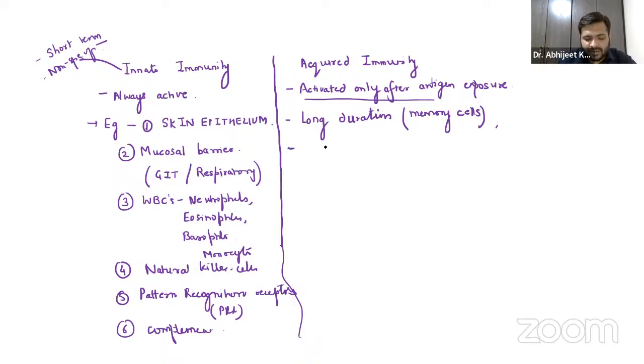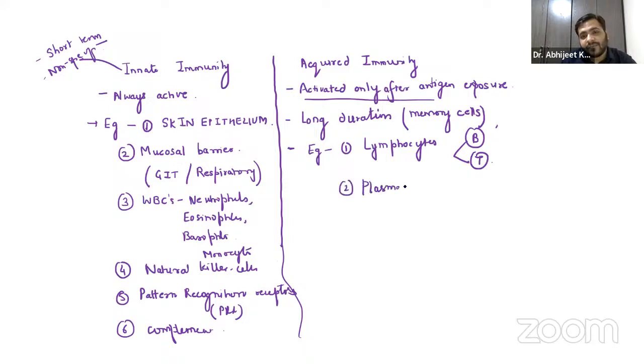So remember, guys, over here we have various examples. The one which I have already discussed with you is the lymphocytes, that is, the B lymphocytes and the T lymphocytes, right? Apart from that, we have the plasma cells in the acquired immunity part, right? And the third one that you should remember, guys, is the antibodies.